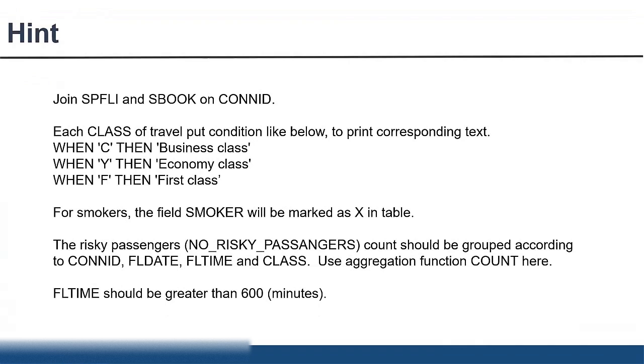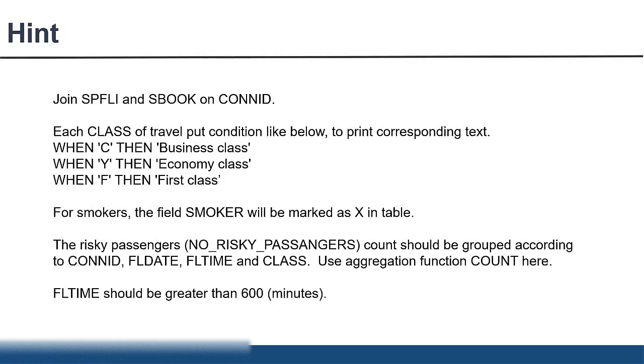Before going into the source code, check the necessary steps to be taken care of. In the source code, you have to join the tables SBook and SPFLI. Each class of travel, which is business, economy or first class, has to be printed with the corresponding text. You can check the condition on the class. If it is a smoker, the smoker field will be marked as X in the table.